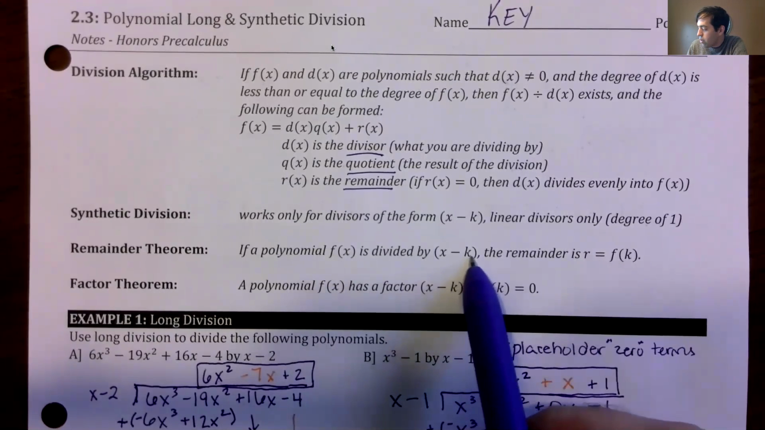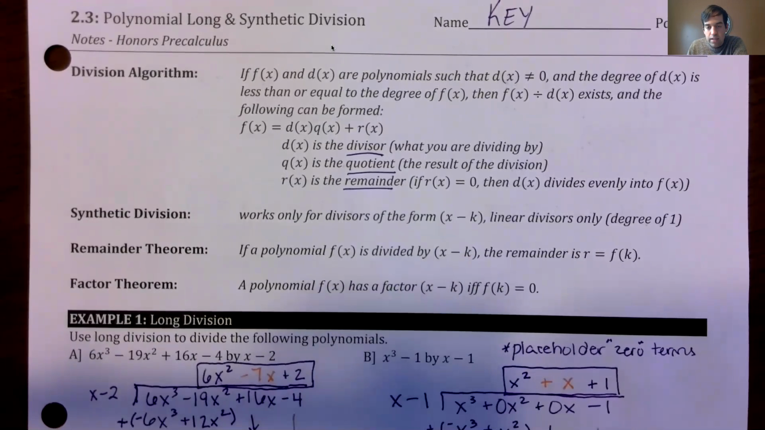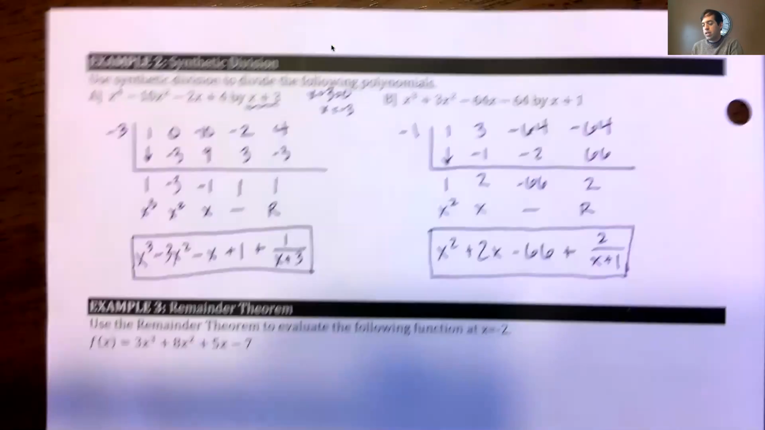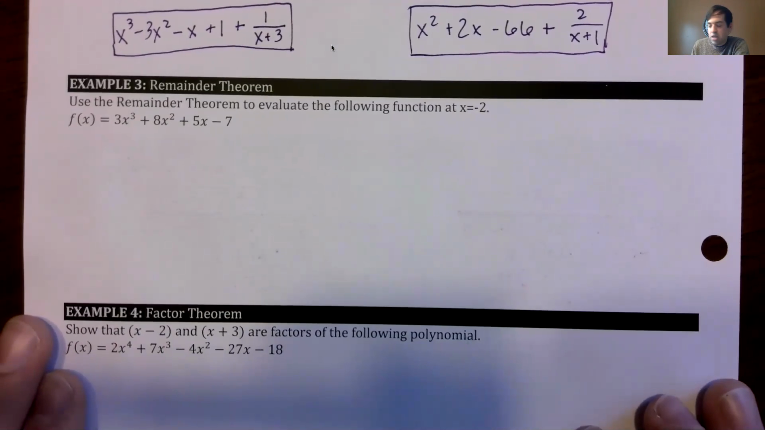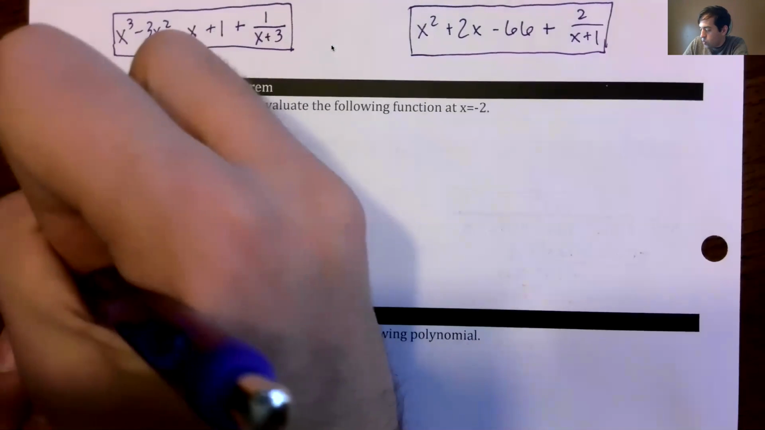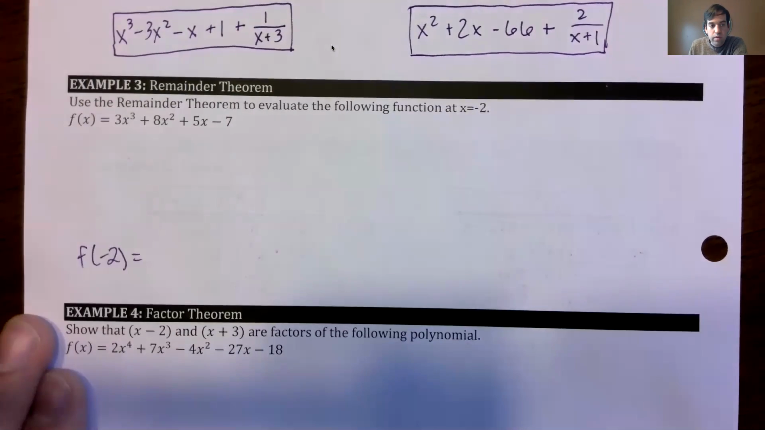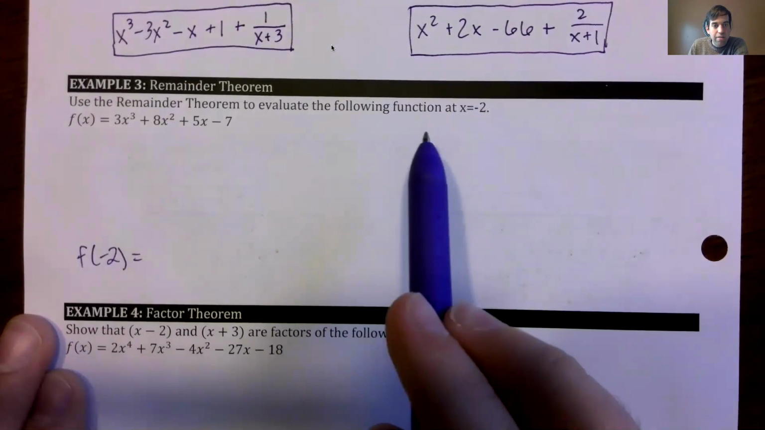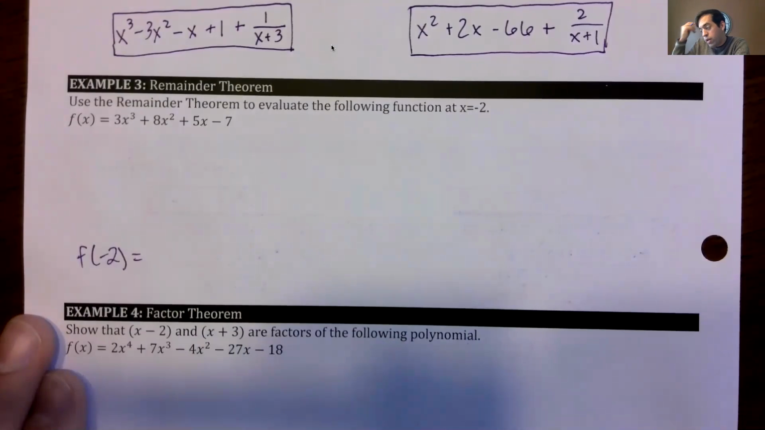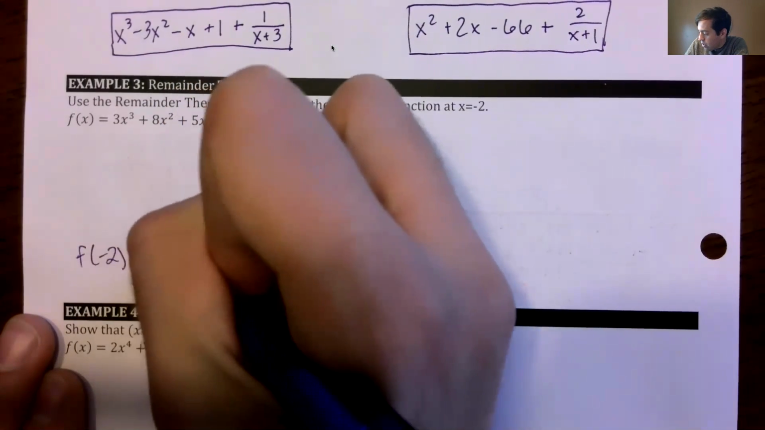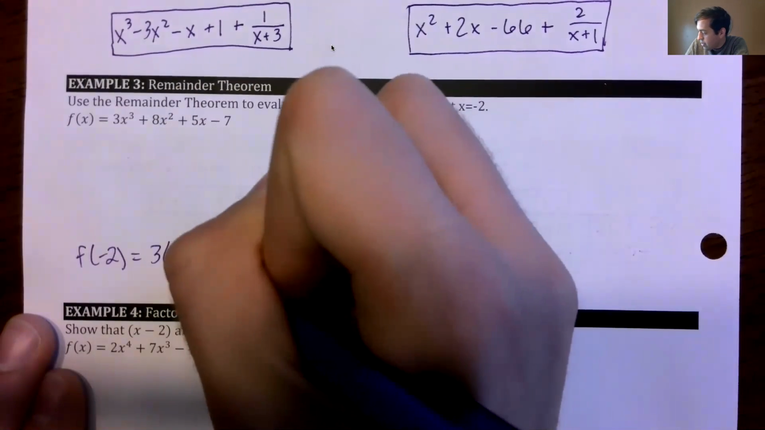F of k means whatever is subtracted right here, we plug into the original function. We'll get a chance to look at that now. So let's try that. So we're going to evaluate the following function at x equals negative 2. So we're going to do this in two different ways. What's really being requested here is what is f of negative 2, right? If we're being told to evaluate a function, we are told to plug in negative 2, right? So one thing we could do is just plug in negative 2. That's not really any special theorem, that's just math.